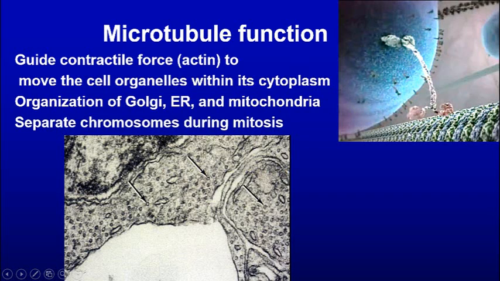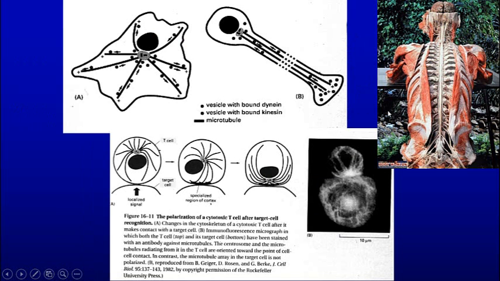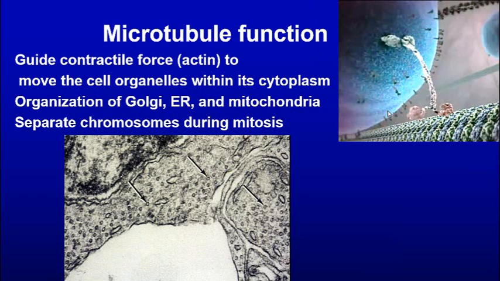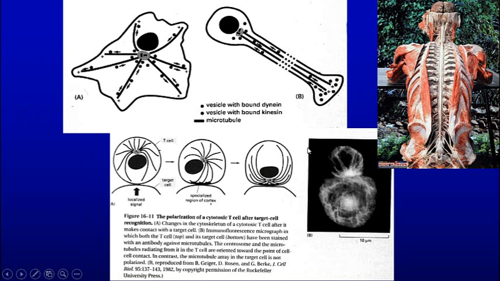And here you can see, this is from the internet, a vesicle being transported along a microtubule. And so you move vesicles, you organize the Golgi, ER, mitochondria, and you also separate chromosomes. Those are the different functions of the microtubules.